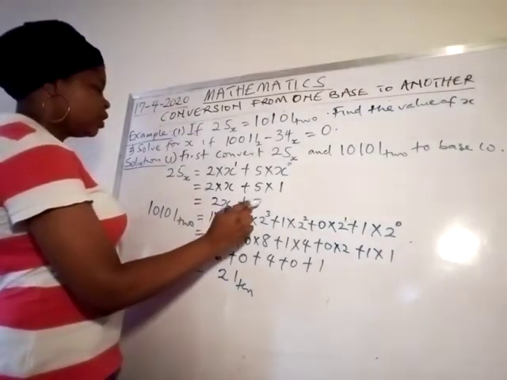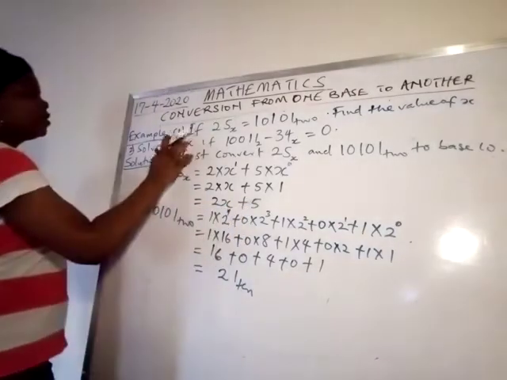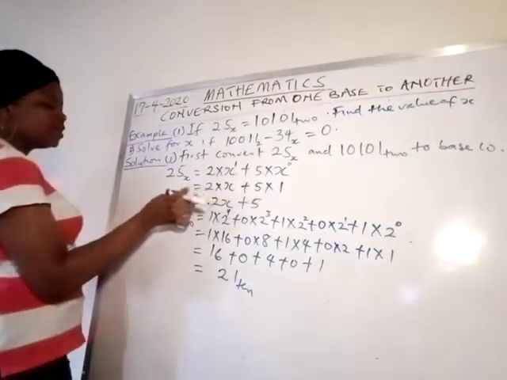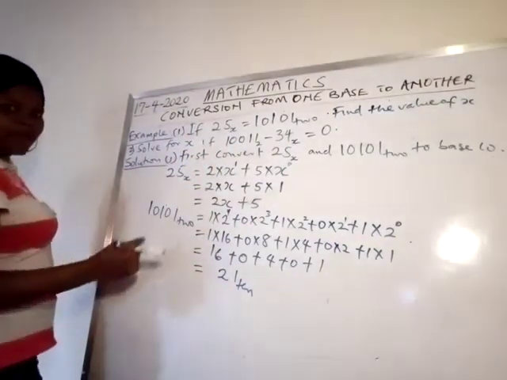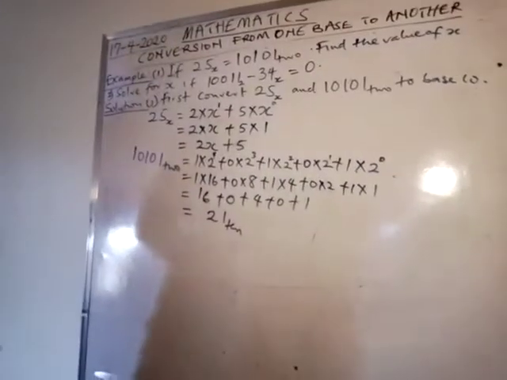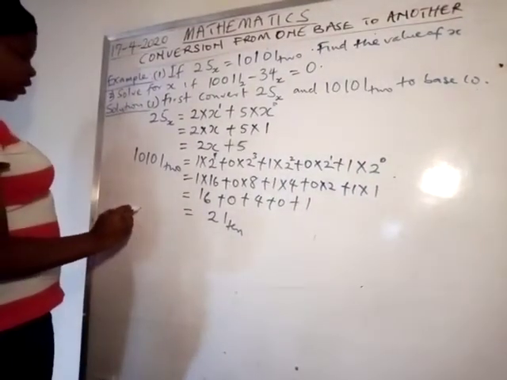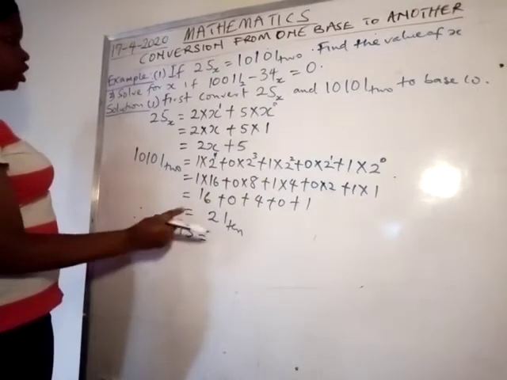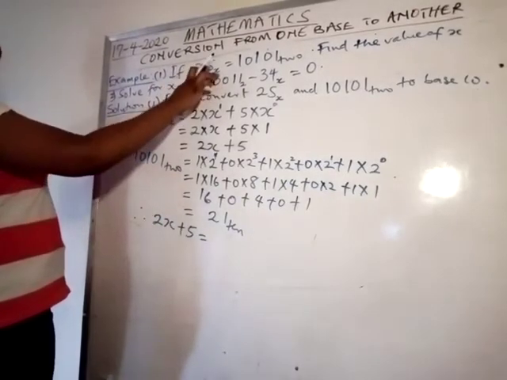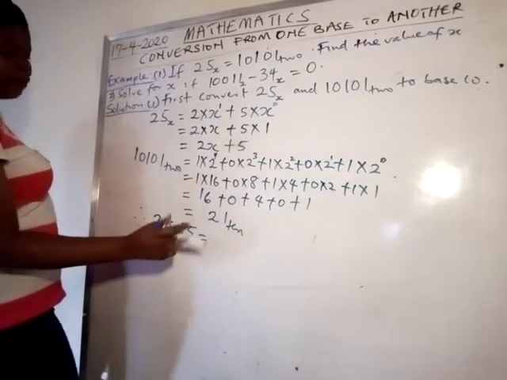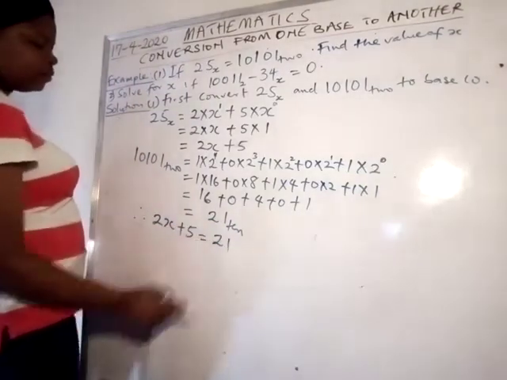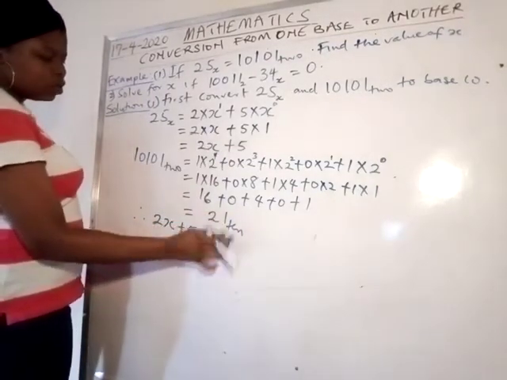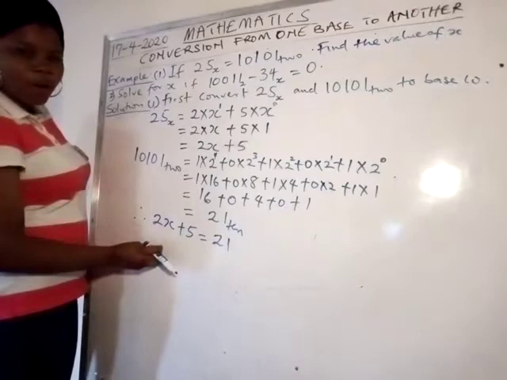Now, this one is in base 10. Now, the question is if 25 base x is equal to this. So we now equate this with this. So what we have now is, therefore, 2x plus what? 5, which is the 25 base x. We don't know the base. Are you getting it now? Equals 21. You can see they are both in base 10. This one is in base 10. This one is also in base 10. So we can now solve for our x.